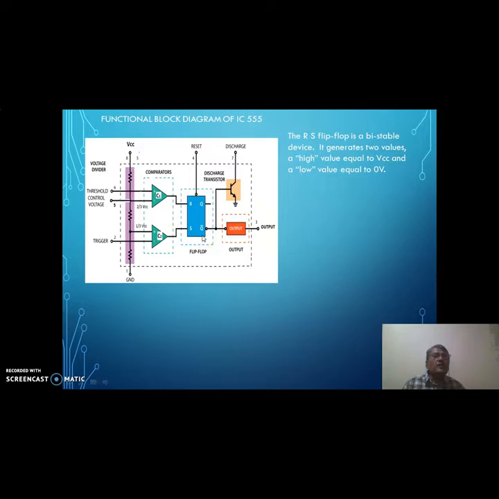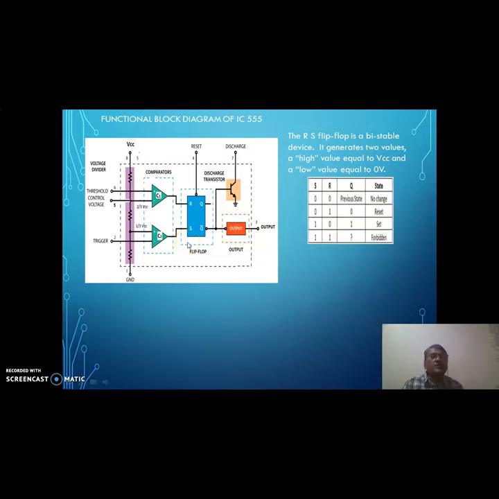So it generates two values, either the output is high or low. That depends upon the input to the S and R flip-flop. We know the truth table of the RS flip-flop. The inputs S and R are the outputs of the comparators. If both the inputs are low, then it will not change the output. It is the same as the previous one. There is no change in the output.